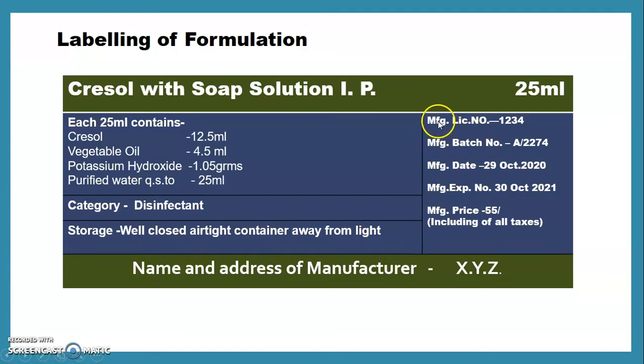And then in the next part, manufacturing license number, manufacturing batch number, manufacturing date of our preparation, expiry date, price, all these specifications should be mentioned. And at the bottom of our label, name and address of manufacturer should be mentioned.